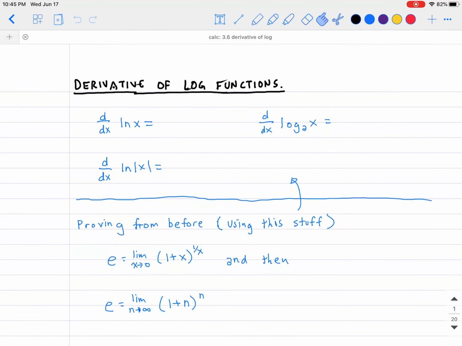Hello everybody, welcome back to the section with calculus. Today we'll be talking about the derivative of log functions.